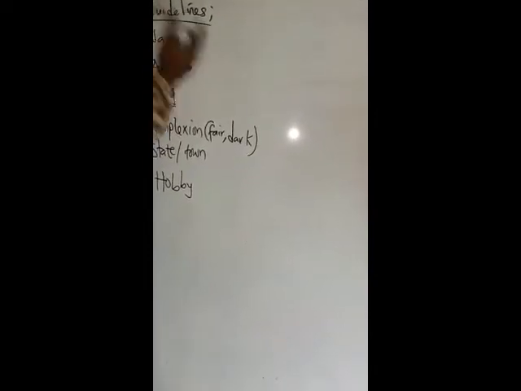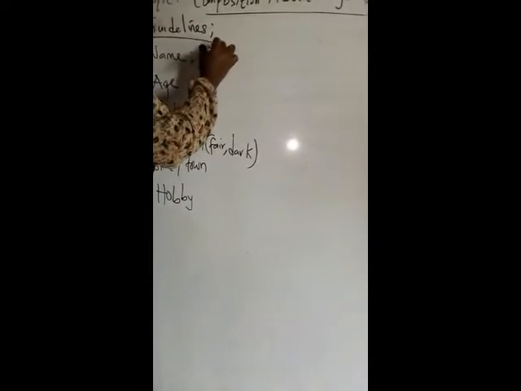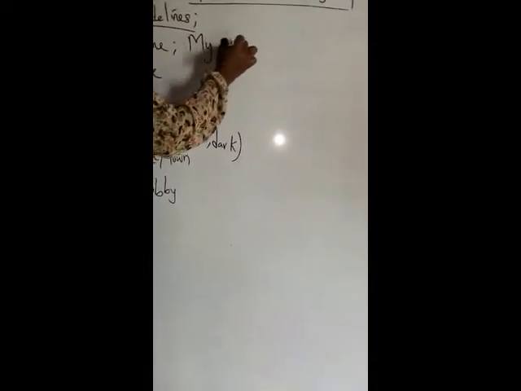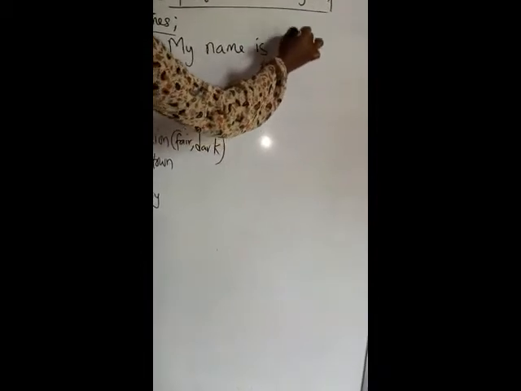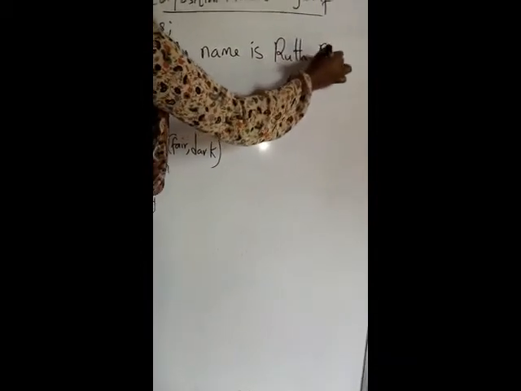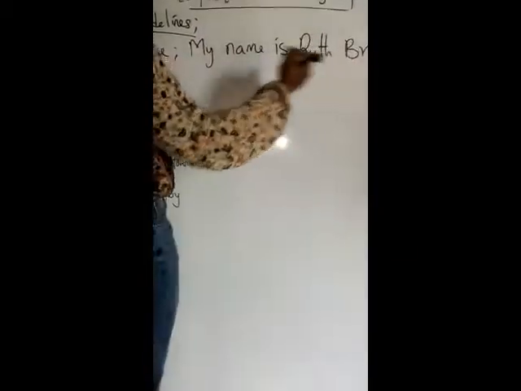Name, I'm writing about myself. Composition about myself. Okay, let me start. I'll start by saying my name is Ruth Bright. You can spell your name. Don't go write about me. My name is Ruth Bright.